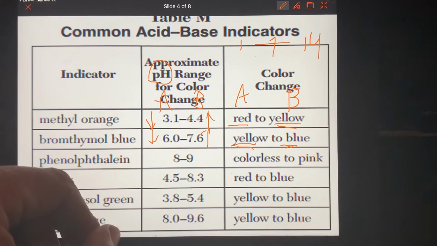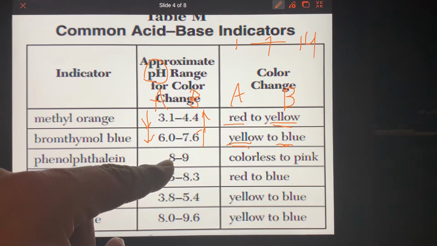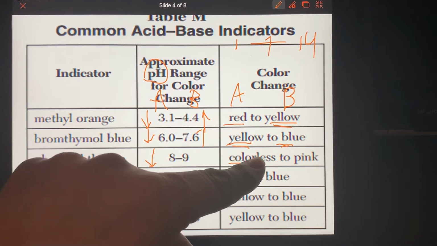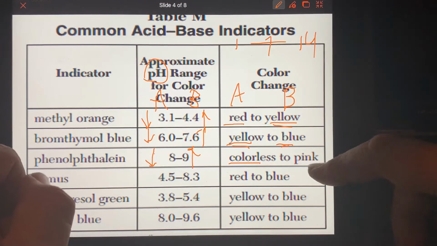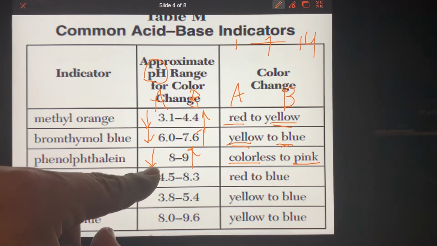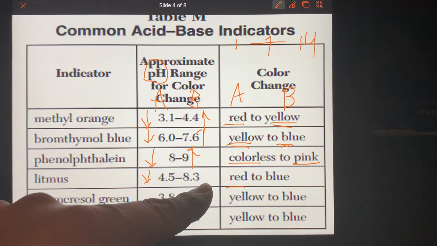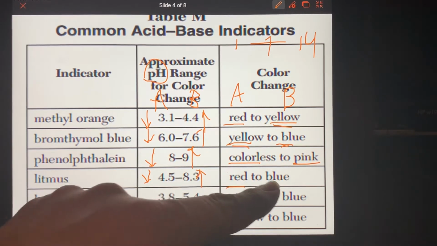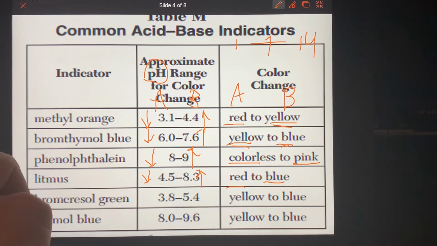Let's do one more. Phenolphthalein. Again, if my pH is under 8, it will turn colorless. If my pH is above 9, it will turn what color? That's right, pink. And so on and so forth as you go down. Under 4.5 for litmus, it will turn red. Above 8.3, it will turn blue. Don't worry about the numbers in between. They never ask questions on that.